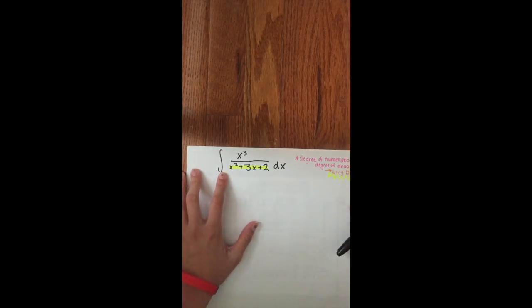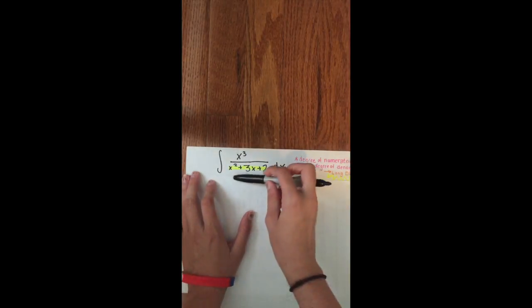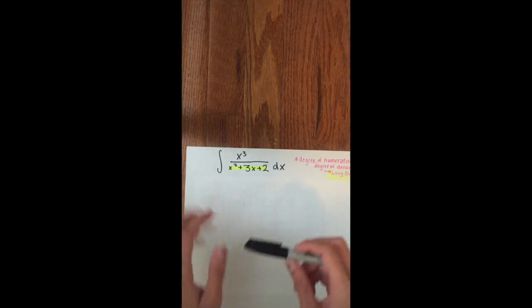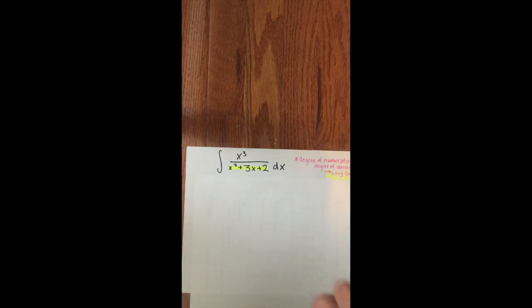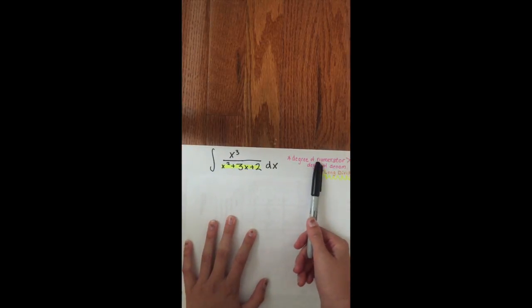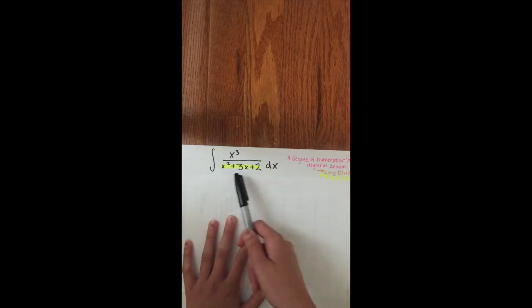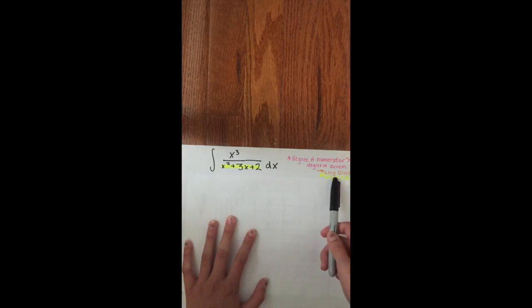So this problem is taking the integral of a rational function, x cubed over x squared plus 3x plus 2 dx. So first things first. Because the degree of the numerator, which is x cubed, is greater than the degree of the denominator, the x squared, we are supposed to use long division.